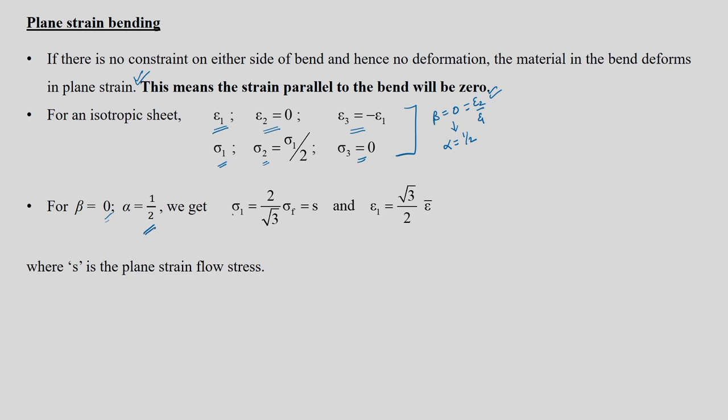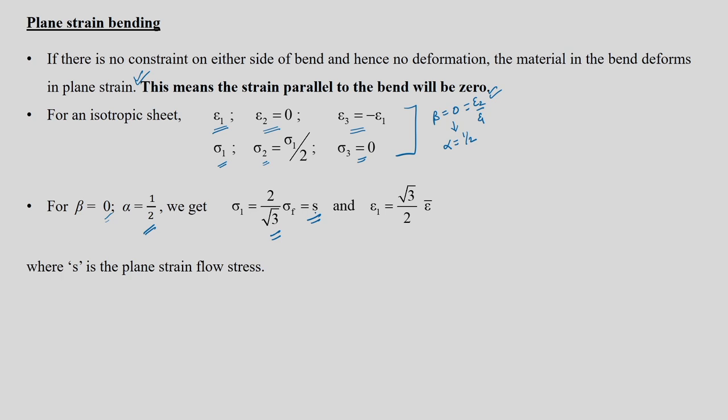Okay. So, now for this particular situation, say beta is equal to 0 and alpha is equal to half, we can relate sigma 1 to flow stress or effective stress and epsilon 1 to effective strain using our von Mises effective stress and effective strain equations. So, I hope we know this sigma bar is nothing but square root of 1 minus alpha plus alpha square into sigma 1. So, sigma 1 you will get as sigma bar divided by square root of 1 minus alpha plus alpha square. So, if you put alpha is equal to half, then you will get sigma 1 is equal to 2 by square root of 3 into sigma f, which is nothing but my plane strain flow stress, which I am going to call as S.